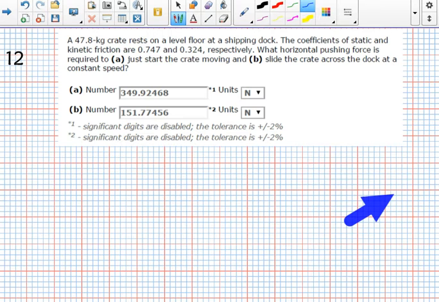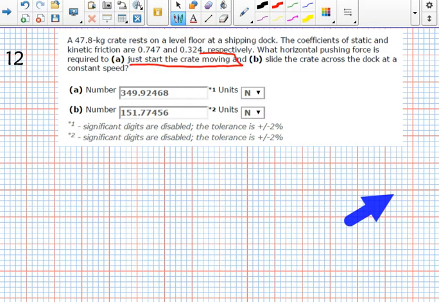So number 12 in your packet looks like this. It says a 47.8 kilogram crate rests on a level floor at a shipping dock. The coefficients of static and kinetic friction are 0.747, notice no units, and 0.324. Notice that they're different sizes, the smaller one being kinetic. What horizontal pushing force is required to A, just start the crate from moving?